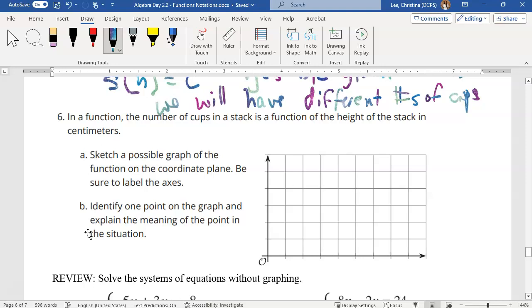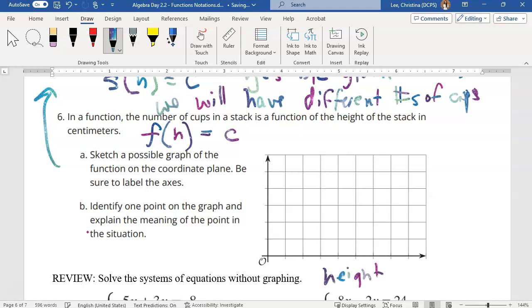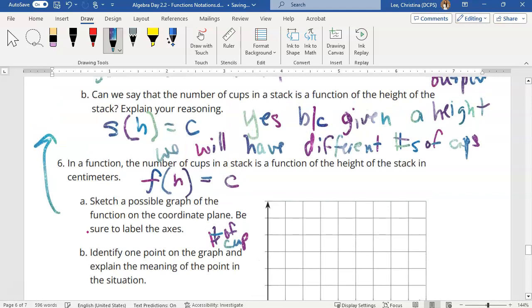All right, the number of cups in the stack is a function of the height of the stack in centimeters. So we already answered this, it's a little cheap. Sketch a possible graph of the function on the coordinate plane. Be sure to label the axis. So the number of cups in the stack is a function of the height. So the function of height gives us the number of cups, right? If the input is the height, because it's a function of height, then the height is here. And if the output then is the number of cups, then that would be on our y-axis, right? And it's similar to what we saw here.